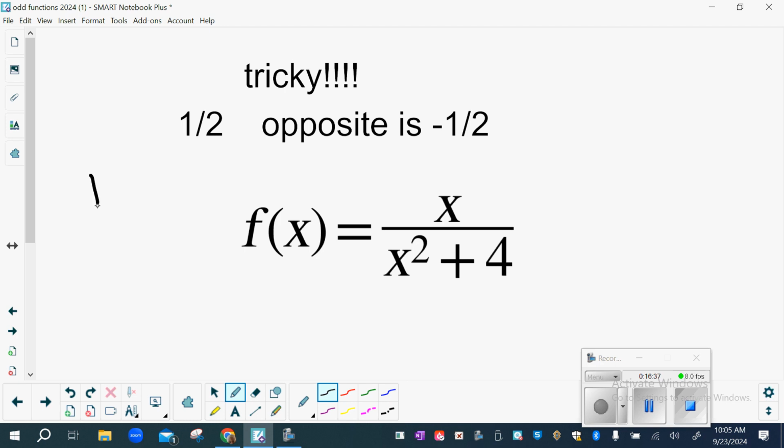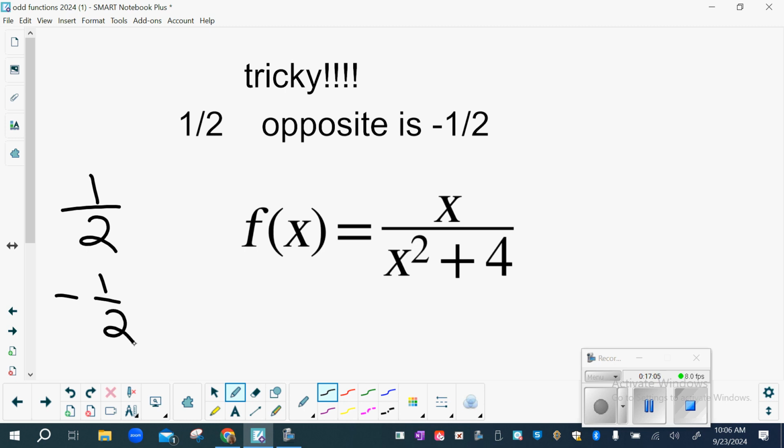So if I have the fraction 1/2, and I want you to give me the opposite of 1/2, can anyone tell me? I'm not tricking you. This is not a trick question. What is the opposite of 1/2? It's just as easy as you think it would be. Just negative 1/2, right? It's just negative 1/2. Yay.